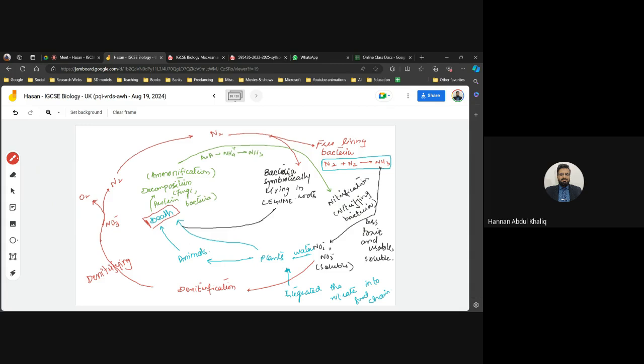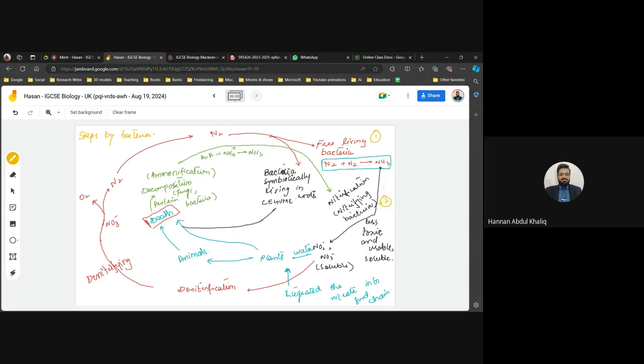Now, this is how the nitrogen cycle works. Remember, two to three things in this particular cycle are important. The steps performed by bacteria. If you notice how many steps are being performed by bacteria, number one is nitrogen fixation.